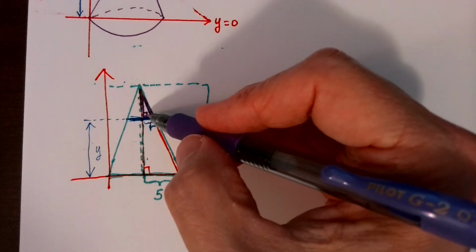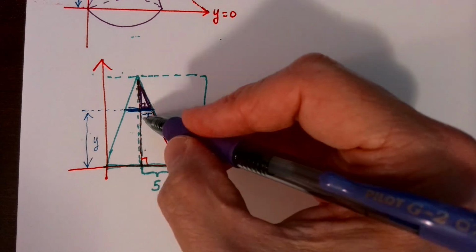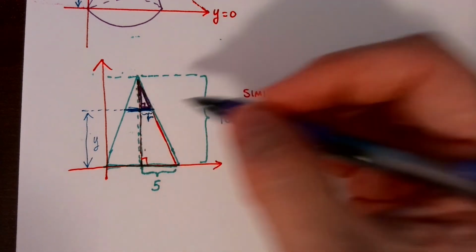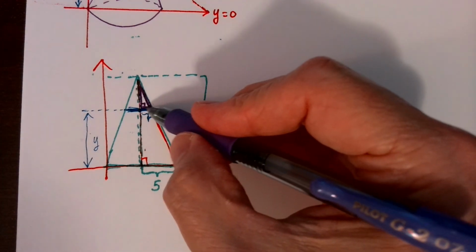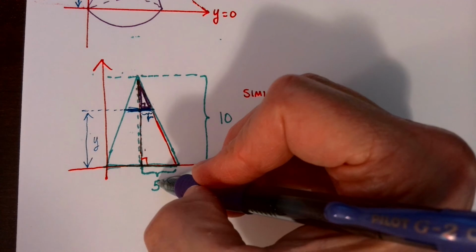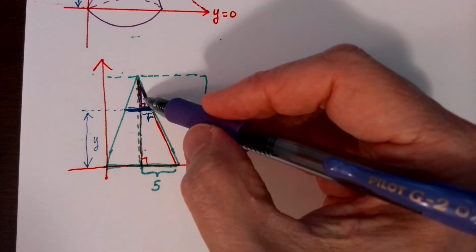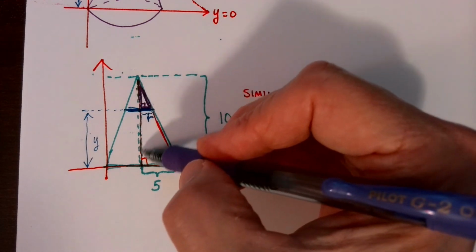And so the angles are the same, but the side lengths are not the same, right? This is 5 and this is less than 5, and this is 10 and this is less than 10, but the side lengths are proportional to one another. So this side length here, R, corresponds to the side length here, 5. This side length corresponds to the big side length of 10.